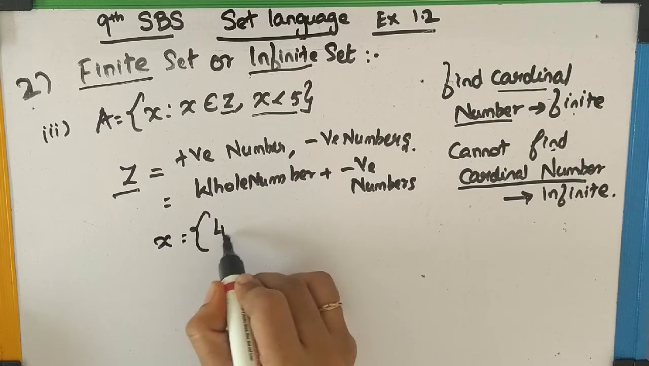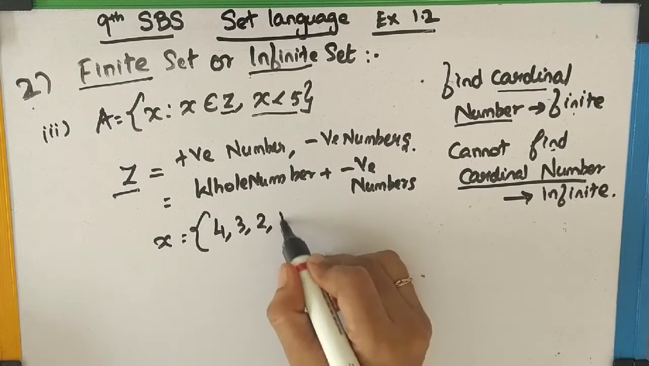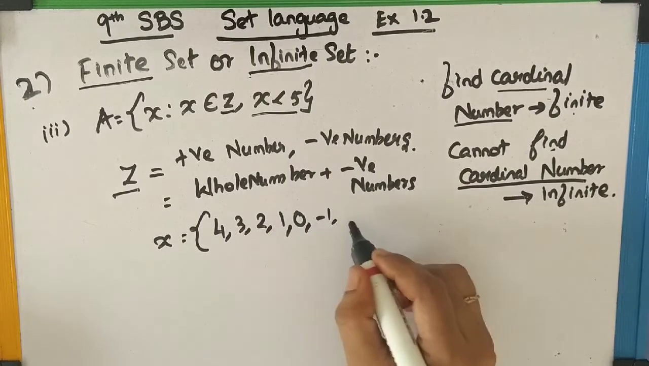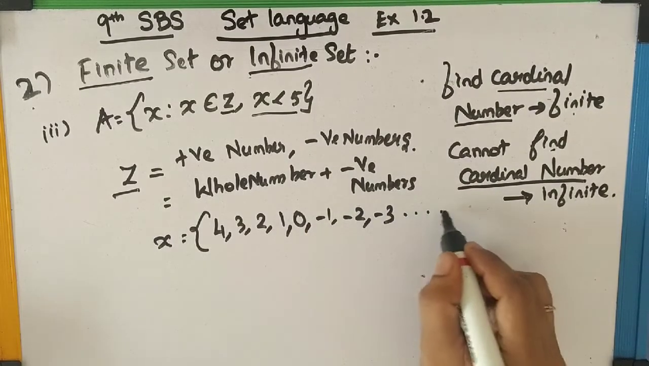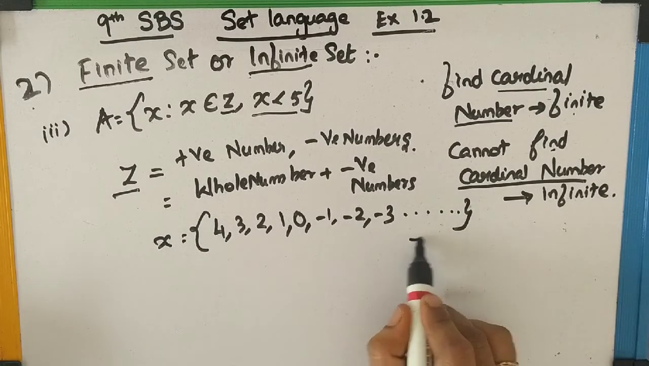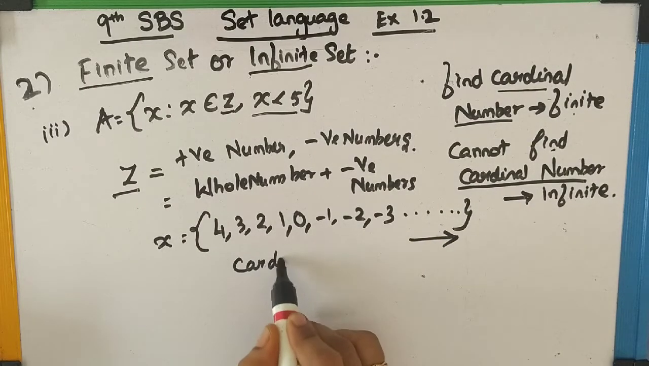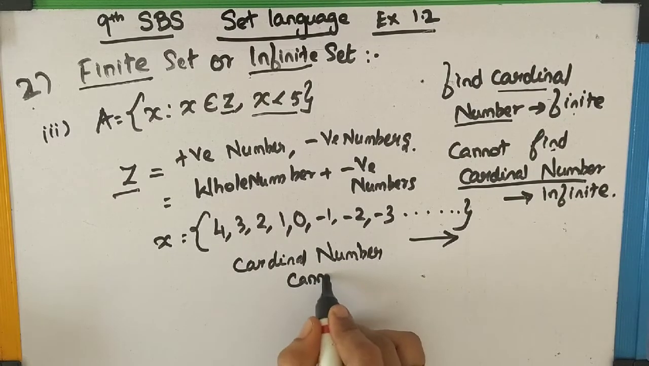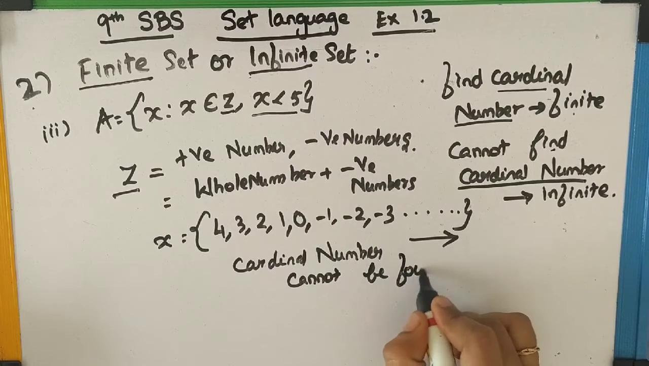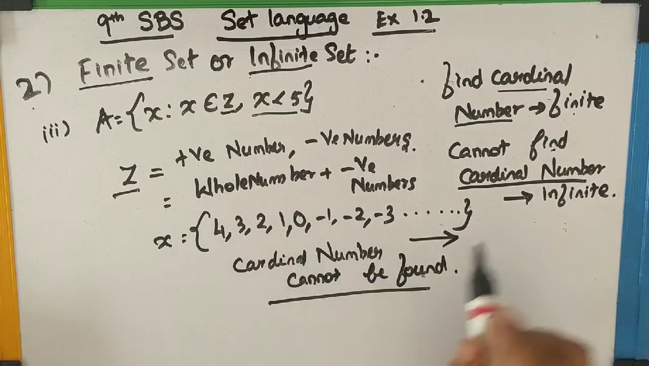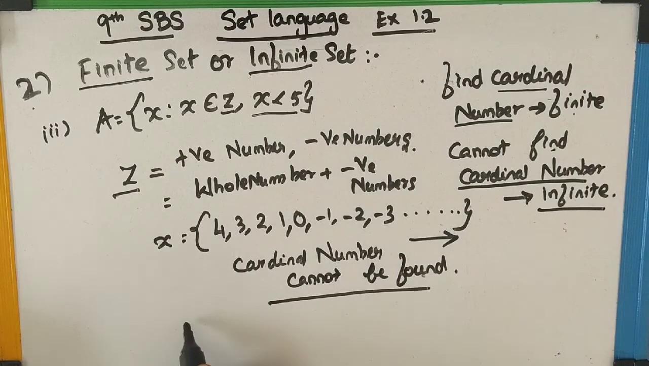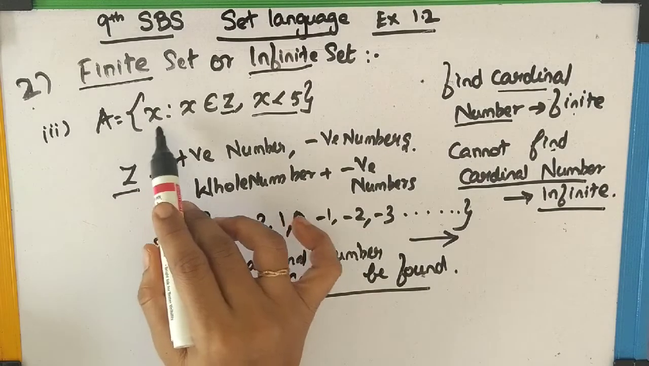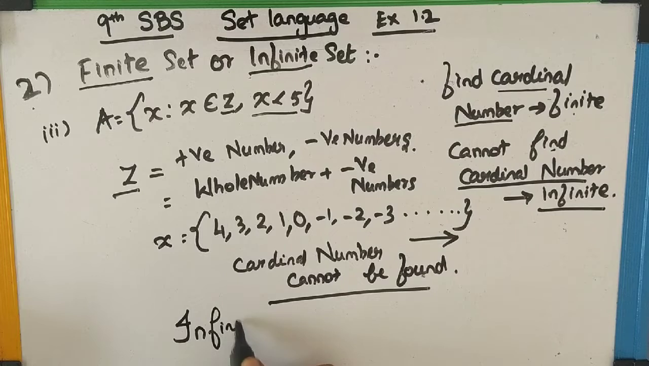So, when x is an element of integers and less than 5, it goes like 4, 3, 2, 1, 0, minus 1, minus 2, and it continues. So there is no n to that because there are infinite negative numbers. So the cardinal number cannot be counted. That is, the cardinal number cannot be found. As the cardinal number cannot be found, the set is surely an infinite set, right? So A equals {x : x is an element of Z, x less than 5} is an infinite set. Hope you understand? Right.